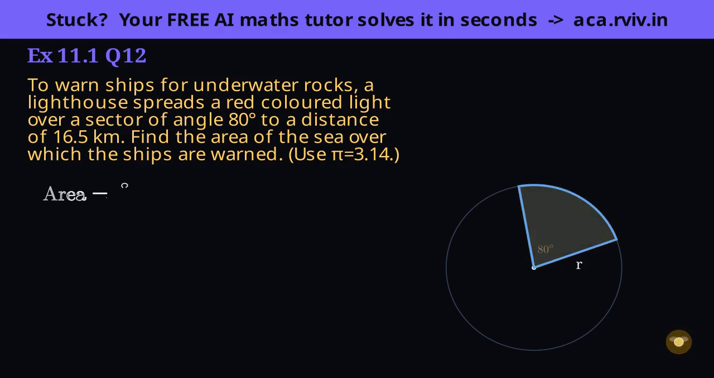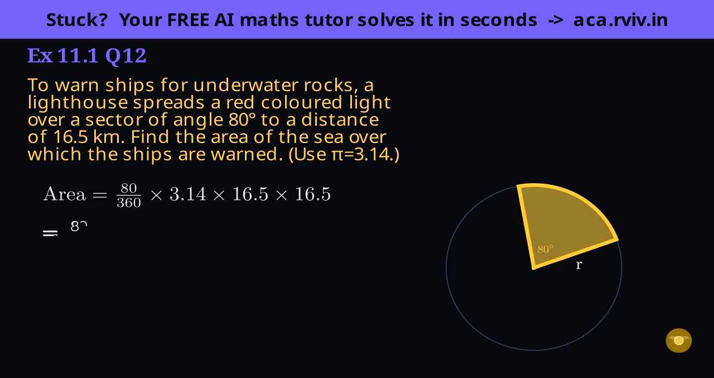The light reaches 16.5 kilometers out, that's the radius. It spreads across 80 degrees, that's the angle. So the worn patch of sea is a sector, and we go straight to the angle fraction times pi r squared, using pi as 3.14 as told.